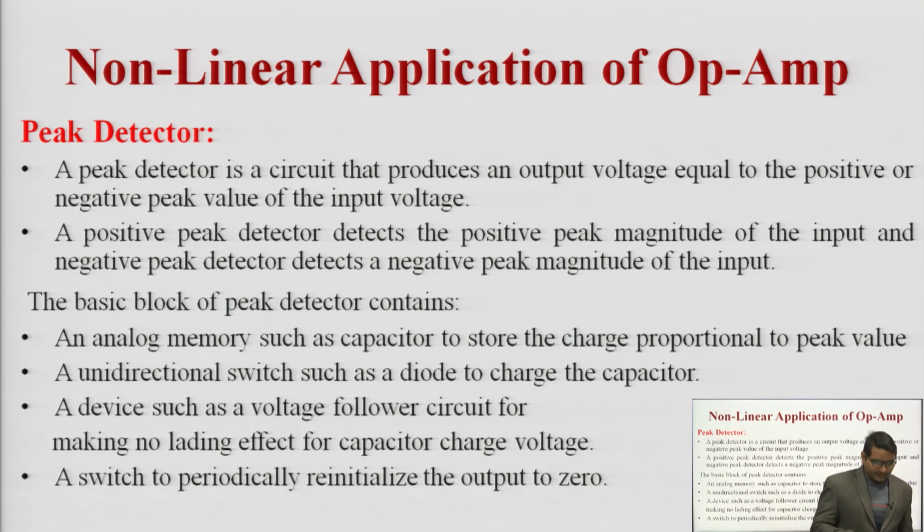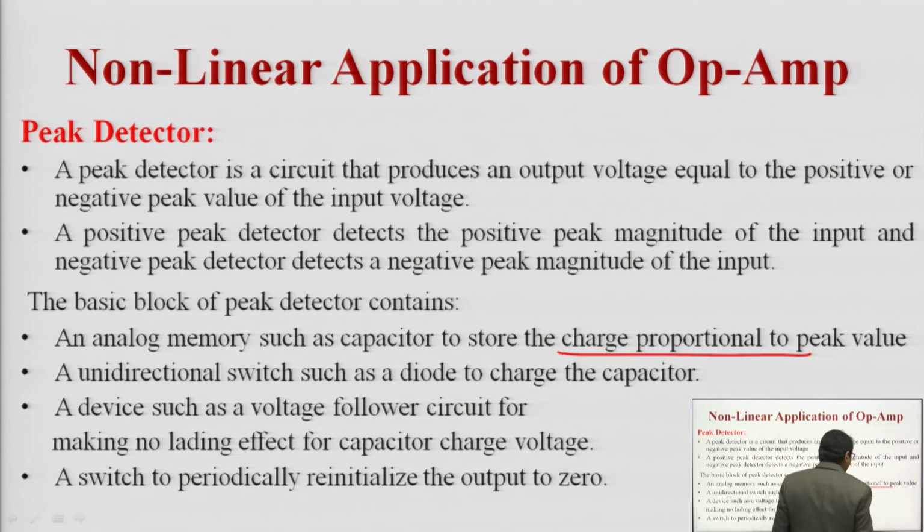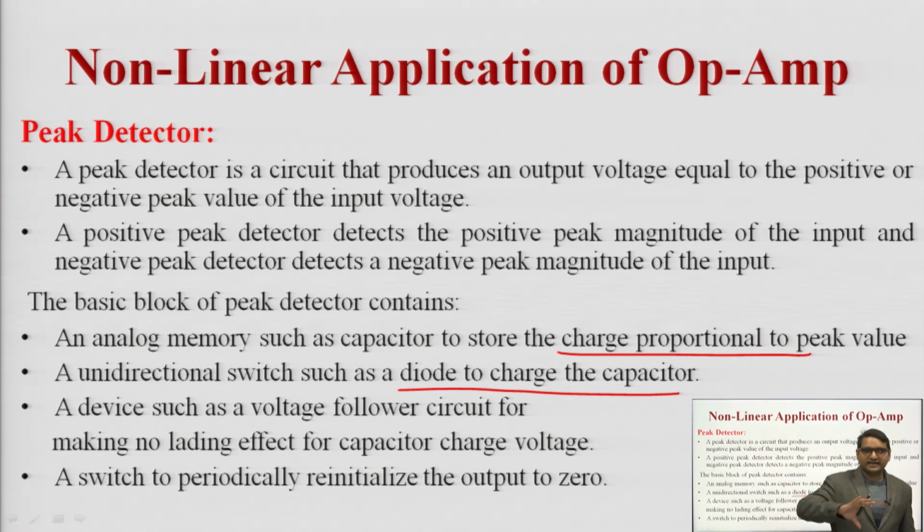The schematic of a peak detector circuit contains four parts. One important part is the analog memory, which is the capacitor. The capacitor acts as an analog memory and stores a charge proportional to the peak value. Then a unidirectional switch such as a diode, whose role is to charge the capacitor. The third is the voltage follower, which tries to prevent the discharging of the capacitor through a resistor, a switch or a load.